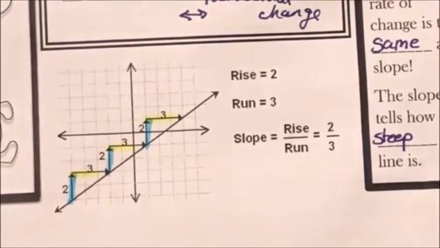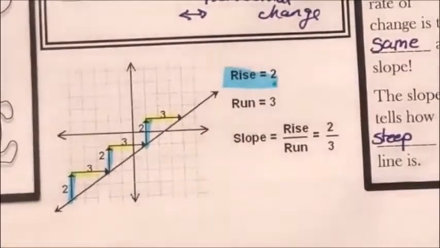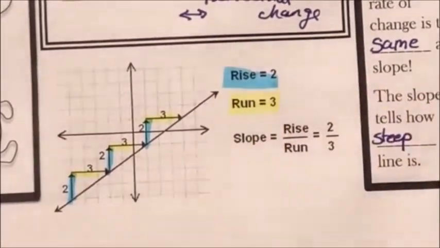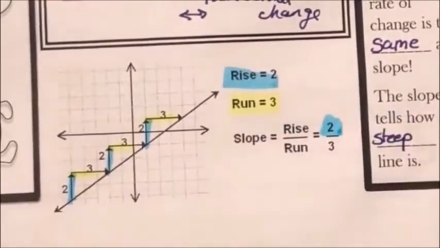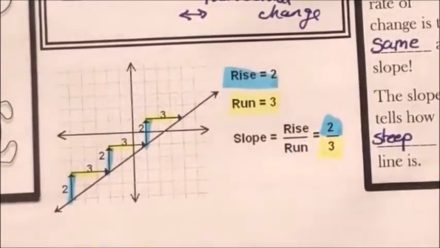So my rise is 2, right? And my run is 3. So my slope is my rise 2 over my run 3. So rise over run. So every time it's always, you go up and then over, okay? So let's look at an example.